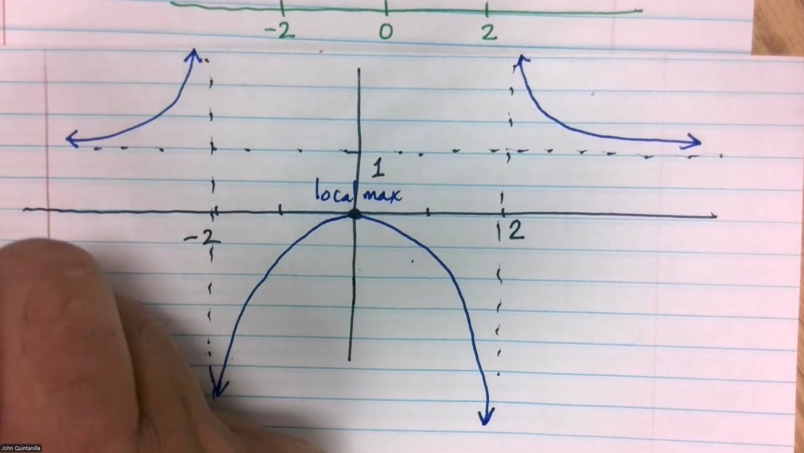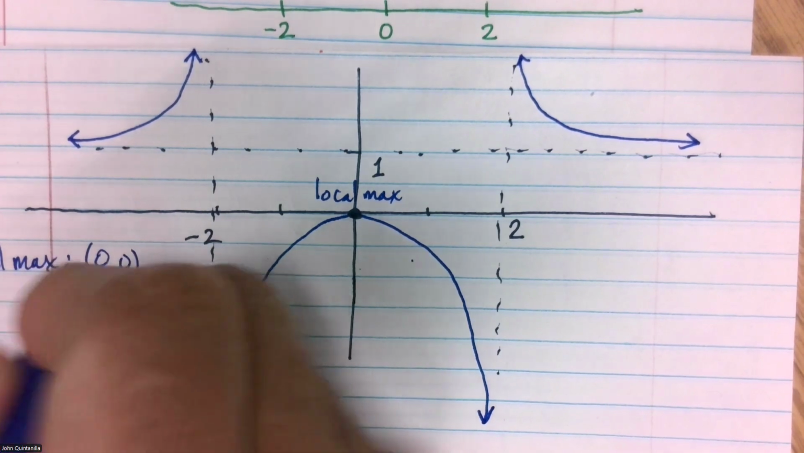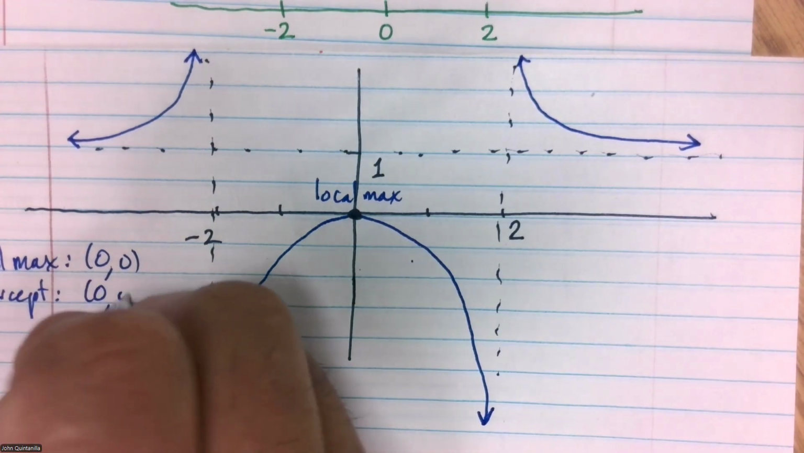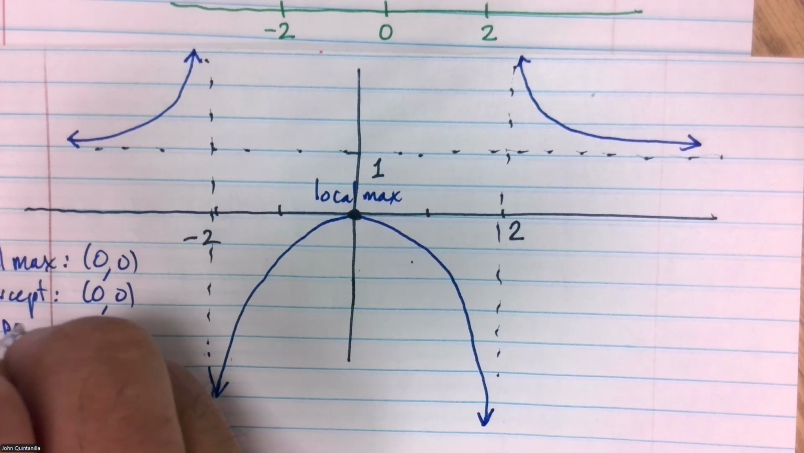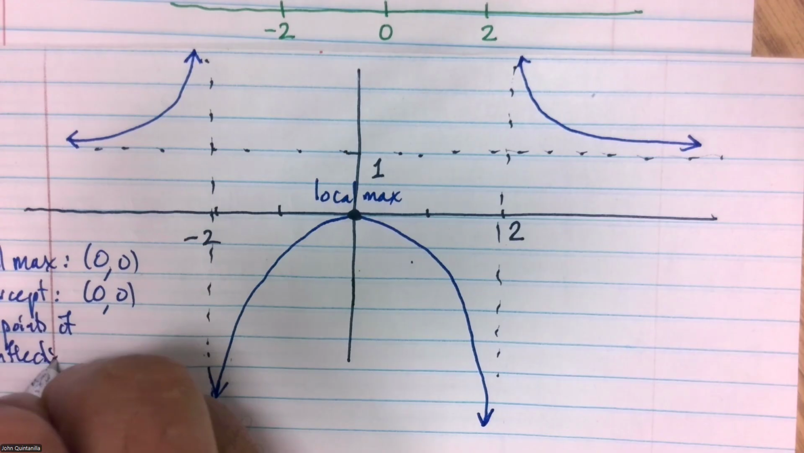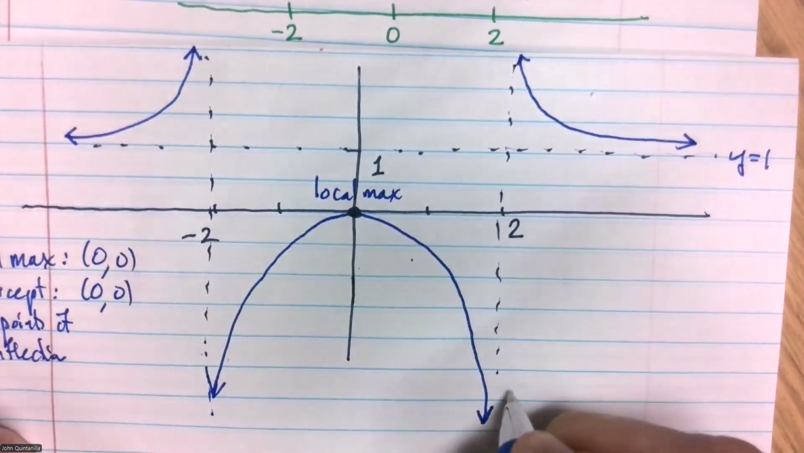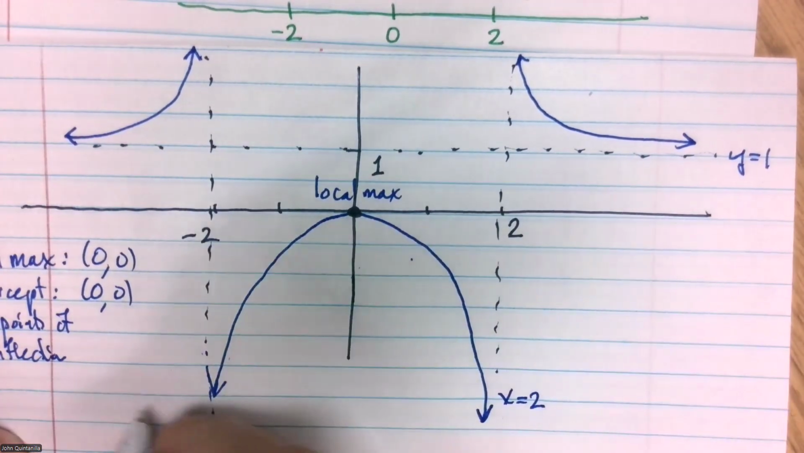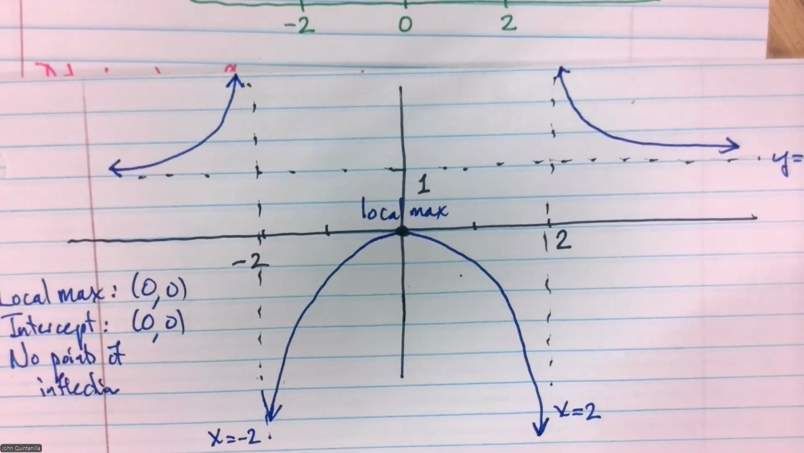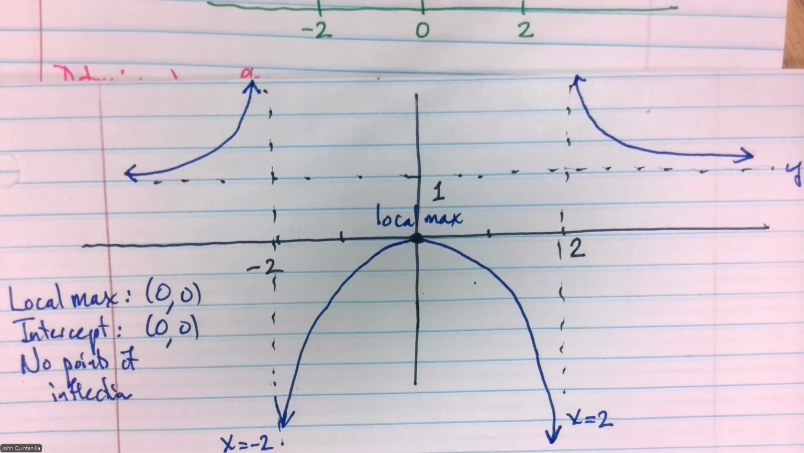So this one has a local max at 0, 0. It has an intercept, of course, at 0, 0, and has no points of inflection. And I have the horizontal asymptote at y equals 1. I have the vertical asymptote x equals 2. And I have the other vertical asymptote x is equal to negative 2. And so that is a sketch of the graph using the information that's given.